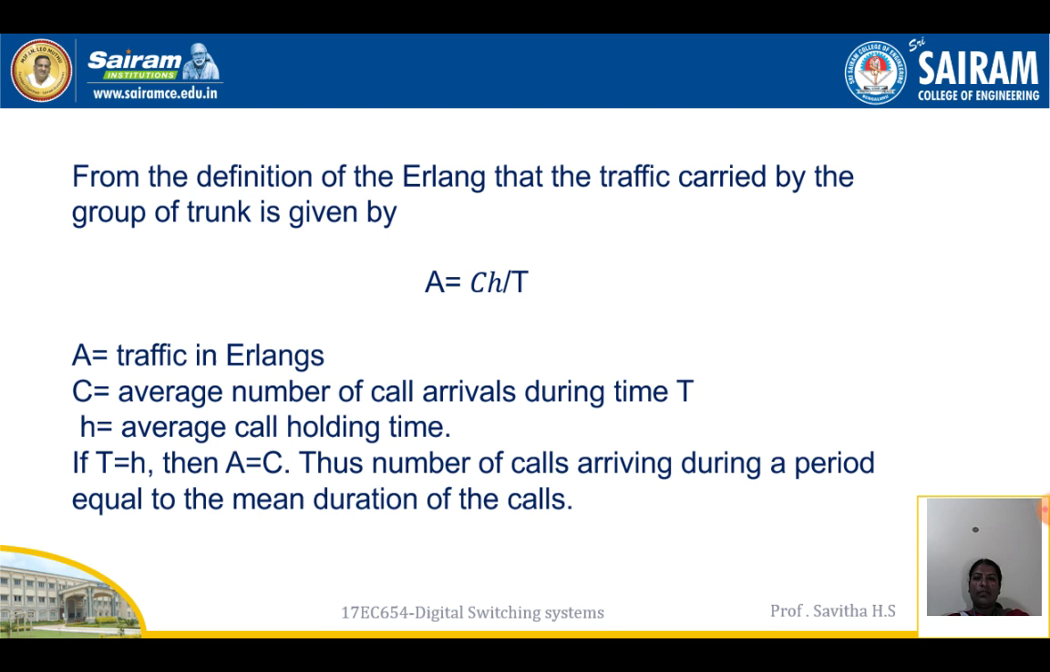From the definition of the erlang, the traffic carried by the group of trunks is given by A equals C times H divided by T. A equals traffic in erlangs, C is the average number of call arrivals during time T, and H is the average call holding time. If T is equal to H, then A equals C. Thus, the number of calls arriving during a period is equal to the mean duration of calls.